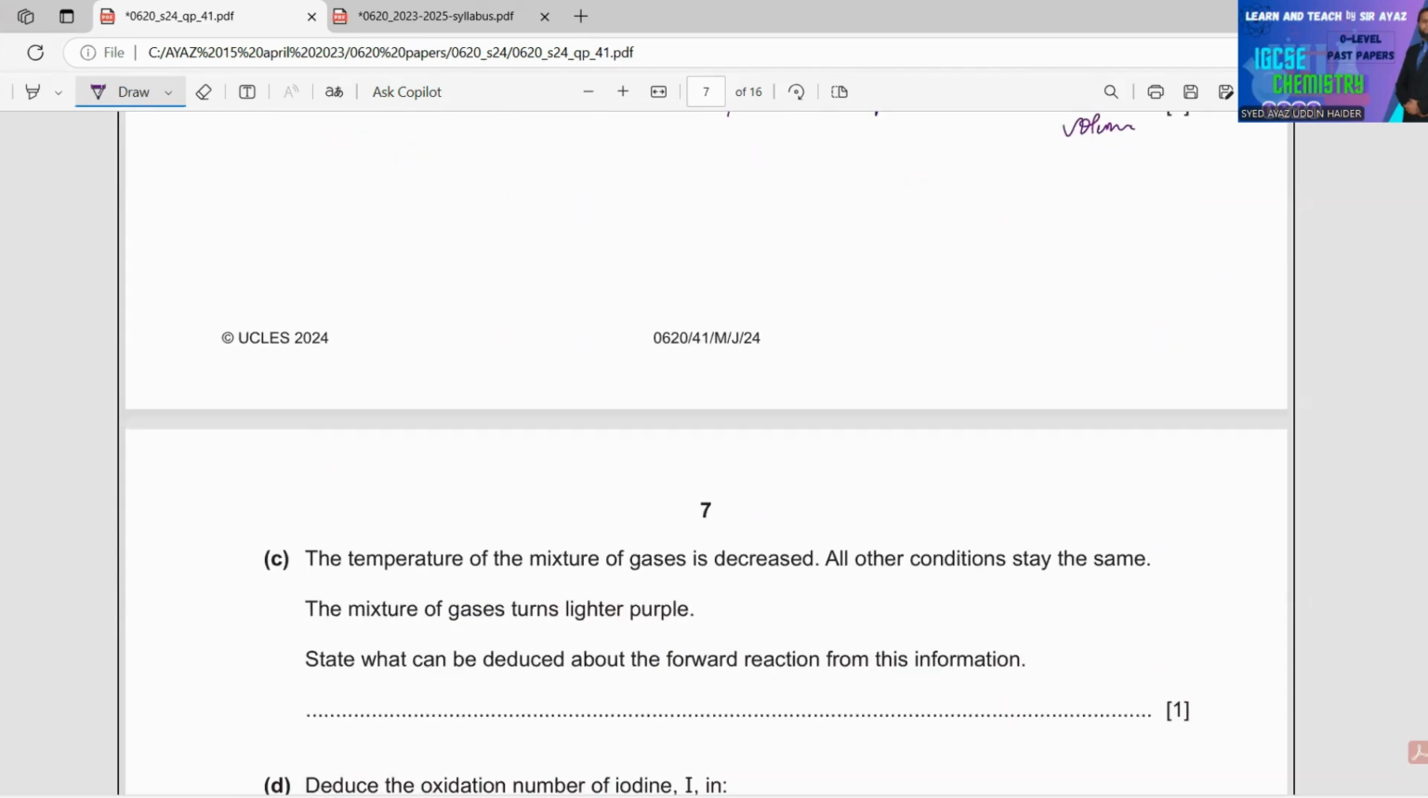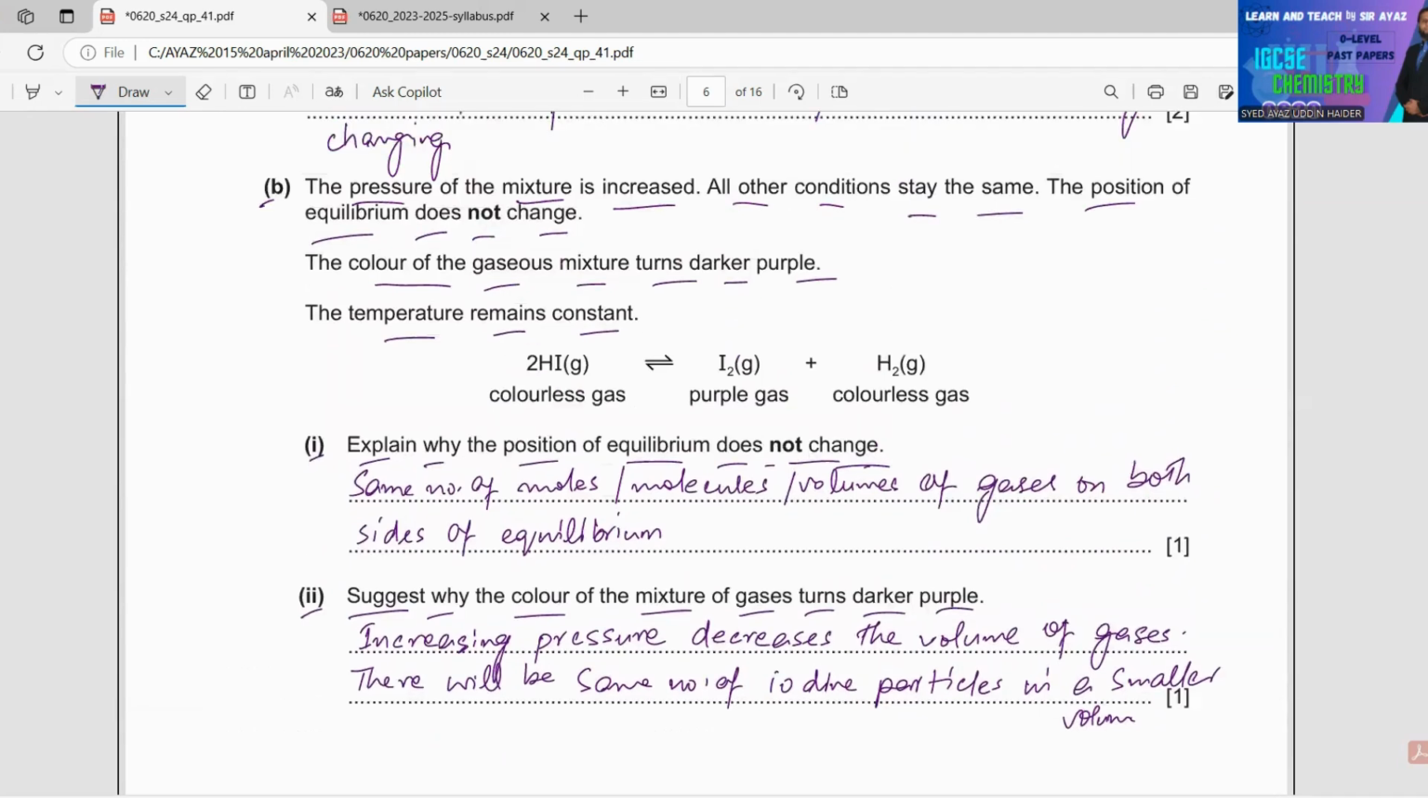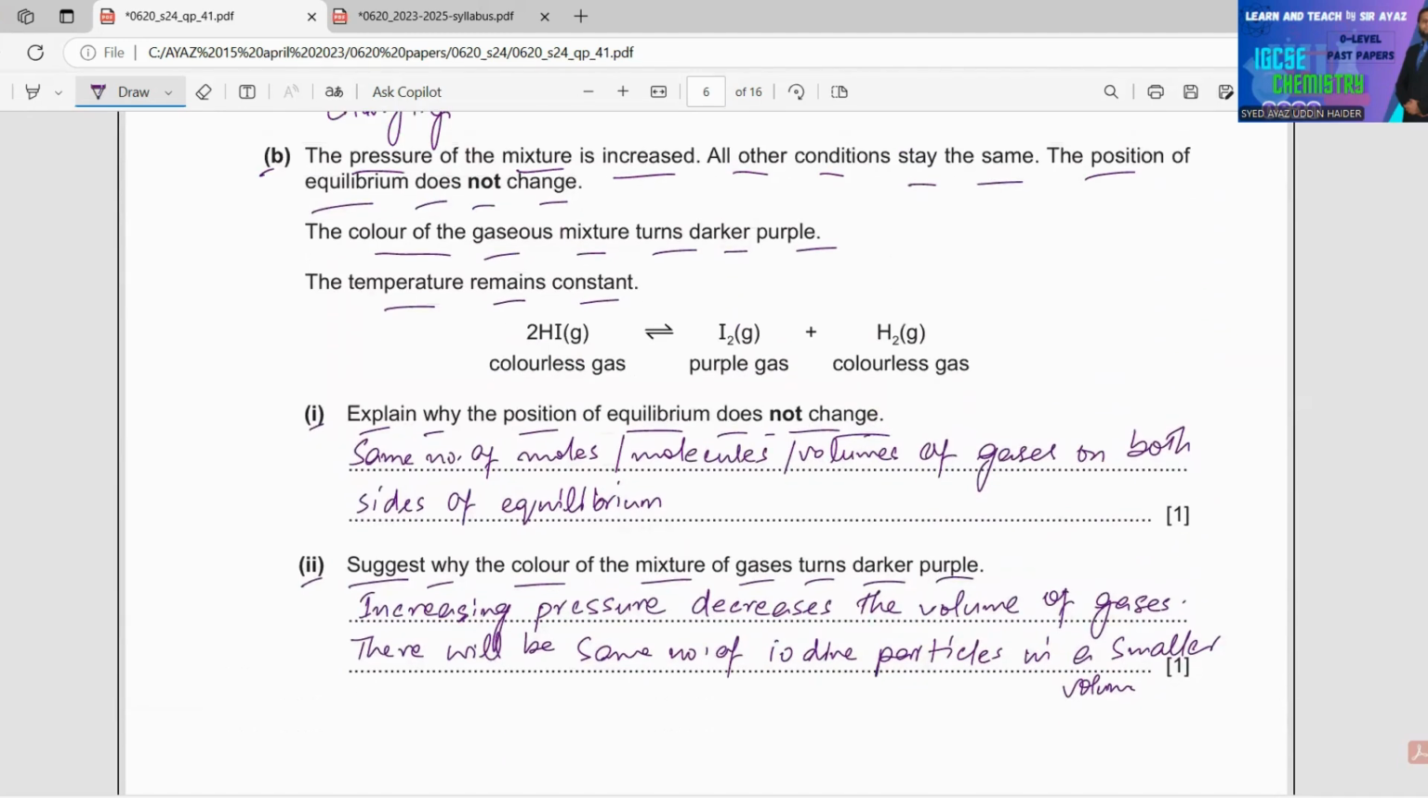Moving to next part C. The temperature of the mixture of gases is decreased. All other conditions stay the same. The mixture of gases turns lighter purple. State what can be deduced about the forward reaction from this information. So it's turning lighter purple. Decreasing temperature shifts the equilibrium to the left hand side. Lighter purple means it will definitely move to the left hand side, which is reactant.